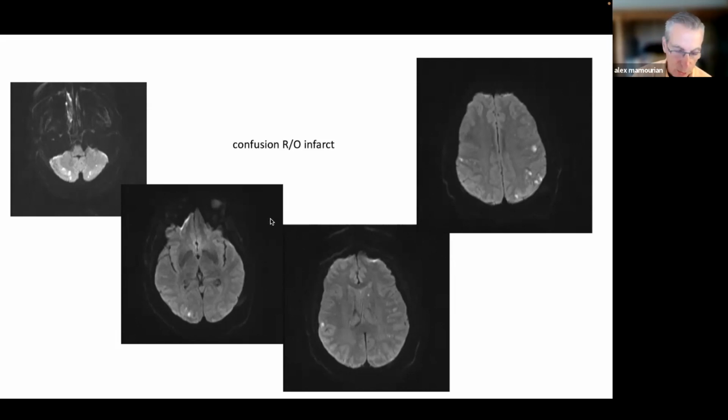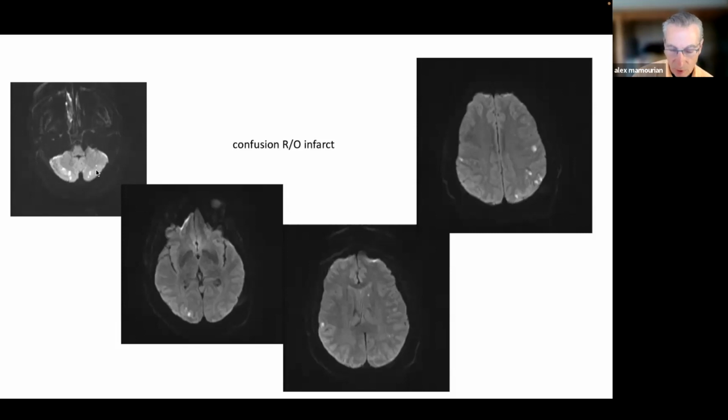Now, this is a different pattern of disease I want to show you. Here we have diffusion weighted imaging, but we see multiple infarcts here. This is in the MCA territory, PCA territory, MCA territory. This is probably PICA territory on both sides.